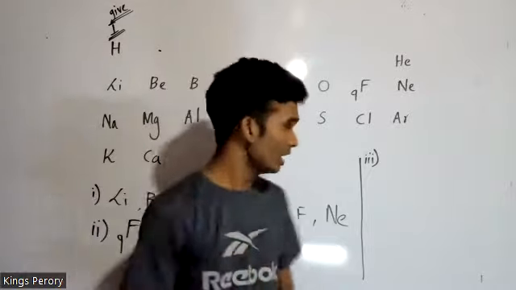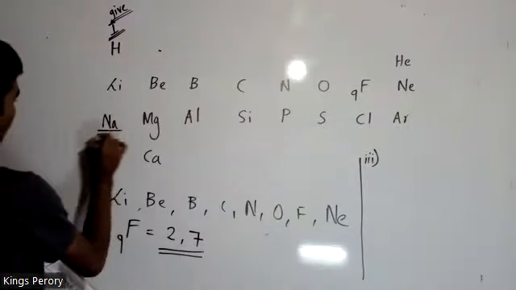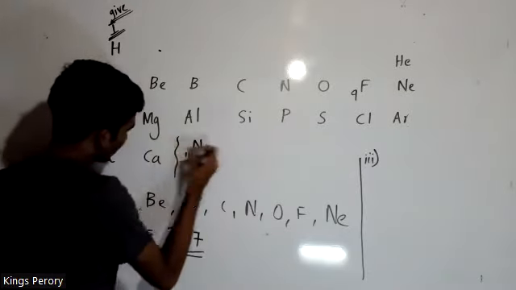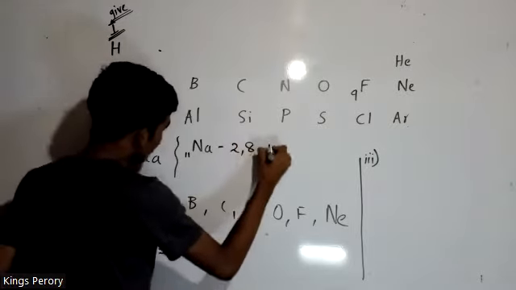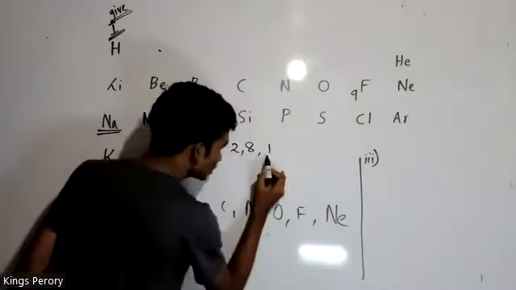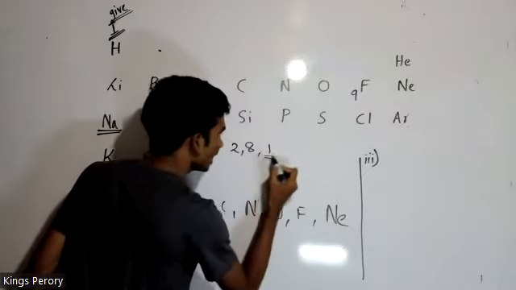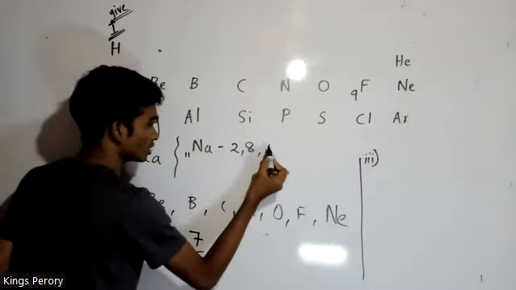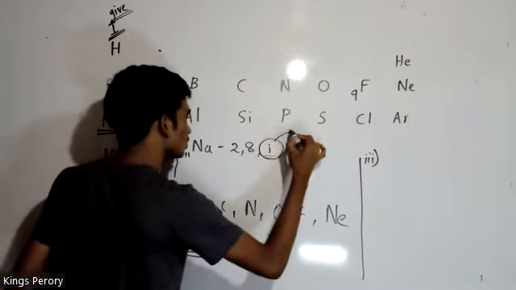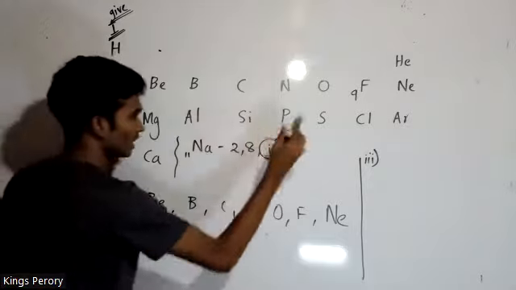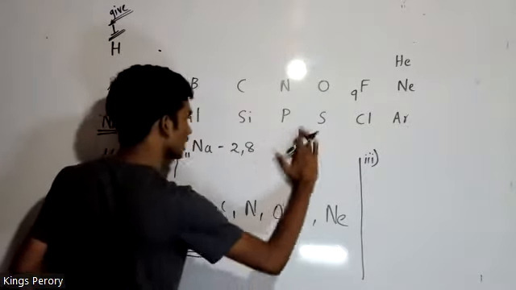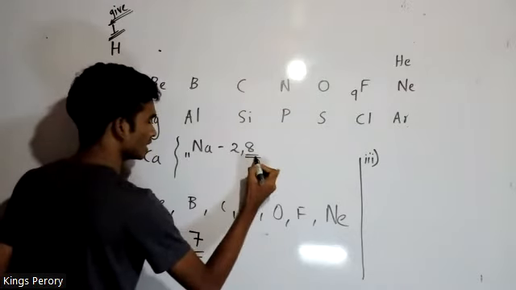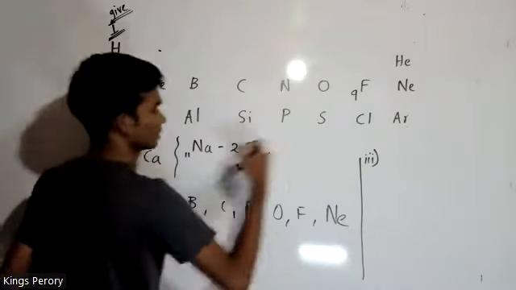For example, if you look at sodium, atomic number 11, the electronic configuration is 2, 8, 1. You can see the last orbital has 1 excess electron. If they keep this electron with them, they become unstable. So they like to give out this 1 electron. If they give it out, how many electrons are there in the last orbital? 8 electrons. If 8 electrons are there in the last orbital, then they are stable.